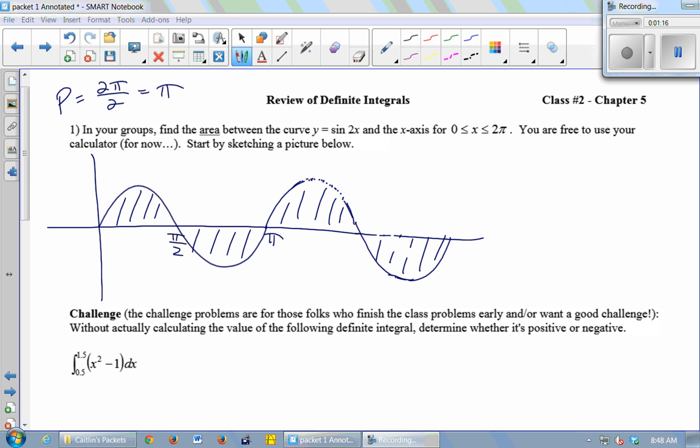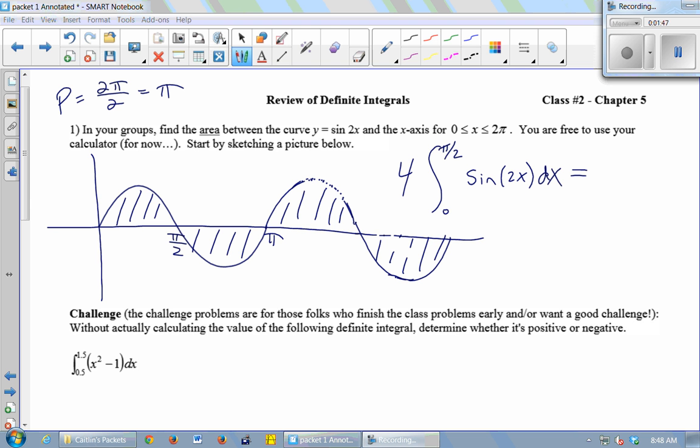But if I want the total area, don't think about signed area, just the amount of area that I just shaded. How would I find that? Sure, each of these arches has the same amount of area. So if I just integrate from 0 to pi over 2, and multiply that by 4, because I have 4 arches, that'll give me the area.